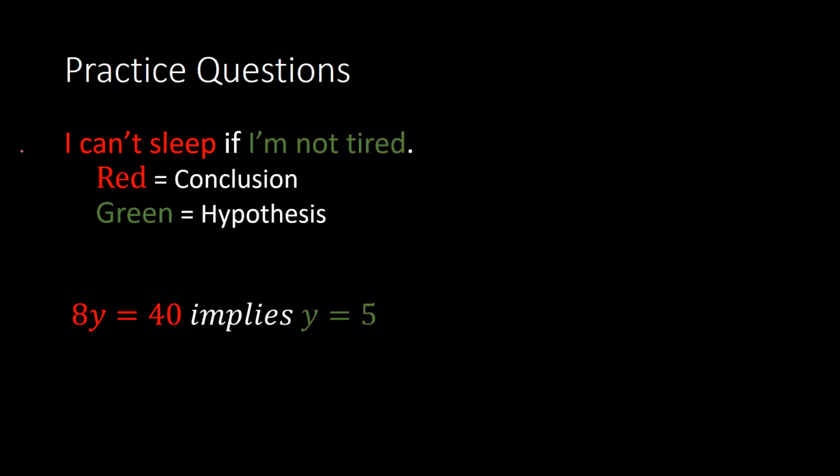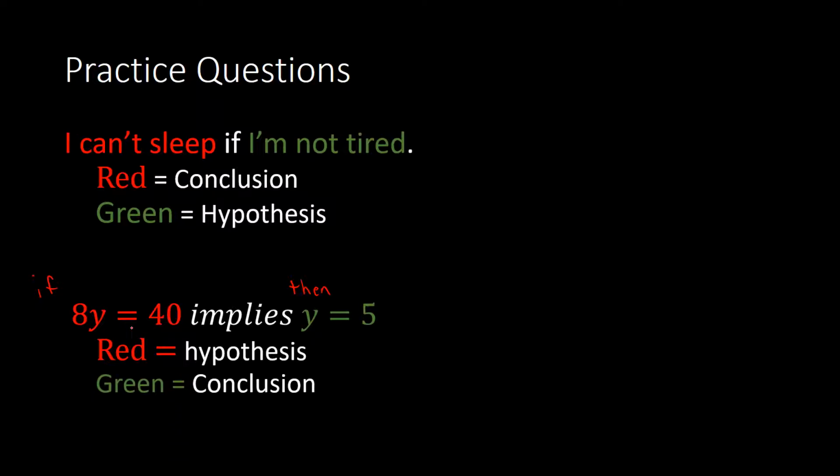Here's another example. 8y equals 40 implies that y equals 5. Now notice you don't see the words if and then in this statement, but the way that this is worded, you can actually insert or assume them to be there. So the word implies means that if this part is true, then y must equal 5. So the word implies can be replaced with an if and a then. So 8y equals 40 would be with the if, so that's your hypothesis, and y equals 5 is with the then, so that would be your conclusion.